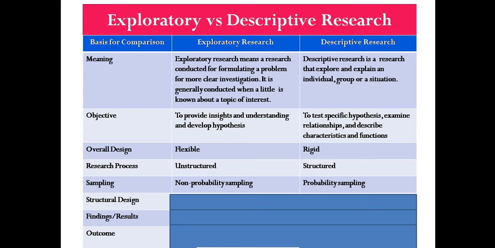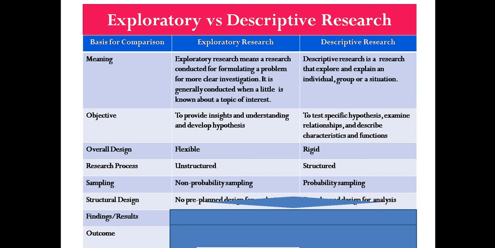Some bias will be there, some convenience, some judgment will be used for selecting a sample because of its unstructured and flexible nature. So non-probabilistic sampling we use in the case of exploratory research. Structural design: there is no pre-planned design for analysis in exploratory research, but in descriptive research, there is a pre-planned design for analysis.